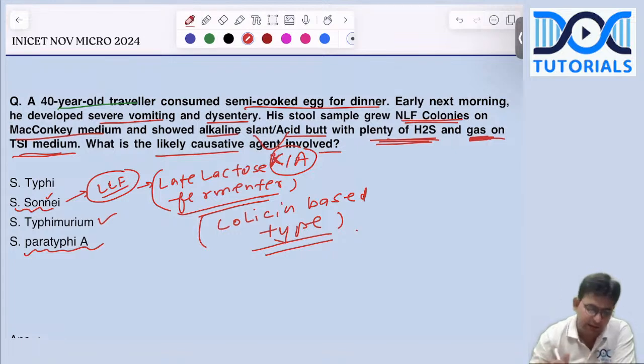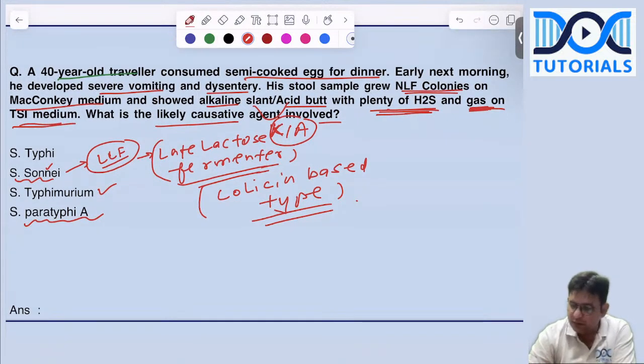Yes, please. Anybody? Tell. No. The answer is, yes, please tell me what the answer is. I think it's not coming. The answer is Shigella flexneri, you're telling, Anuj. The answer is Shigella dysenteriae. Okay.